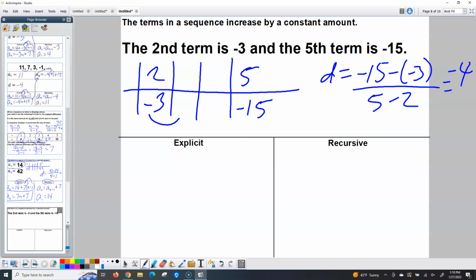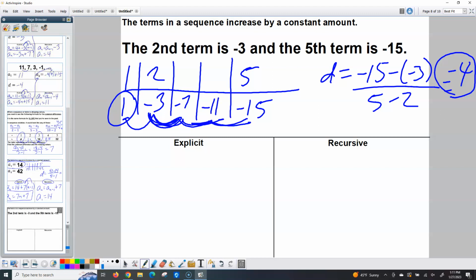Let's see if that works. -4 would be -7, -4 would be -11, -4 would be -15. That one checks out. But when I'm writing my explicit and recursive form, I need the common difference and the first term. I have the second term and the fifth term. But if I'm subtracting 4 going this way, I need to add 4 going this way. So -3 plus 4 would be 1. That would be my first term. And then I could take 1 as my first term and -4 as my common difference and plug that in for my explicit and recursive.